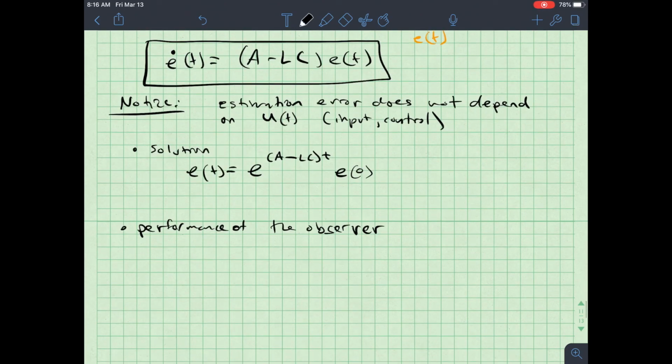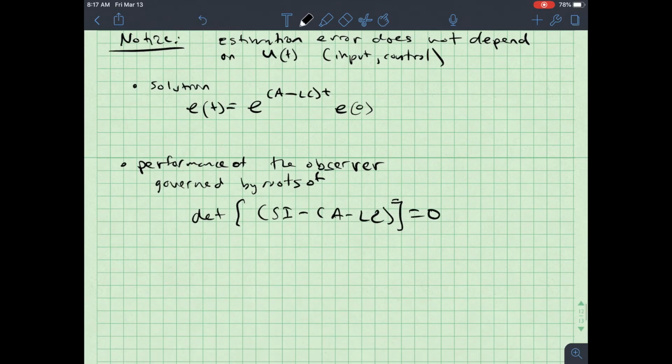The performance of the observer is governed by the roots of the determinant of sI minus (A minus LC) equal to 0.